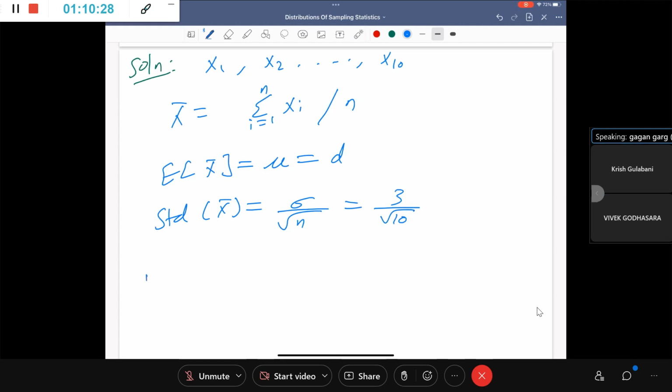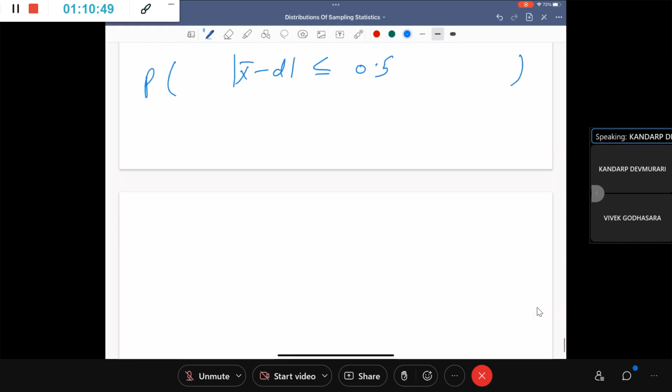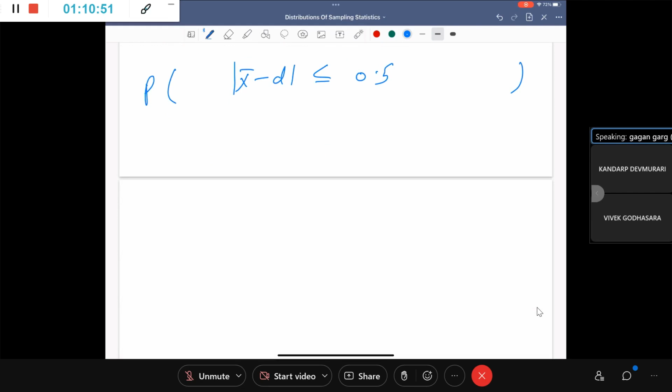Now, what is it that we want to compute in terms of x bar? We want to compute some probability. What is that probability? The absolute value of x bar minus d less than 0.5. Perfect. That is what you want to say. That the difference between the mean and the actual value is less than or equal to 0.5. So what we are saying is x bar minus d is less than 0.5 and greater than minus 0.5. Strict inequality or equality doesn't matter.